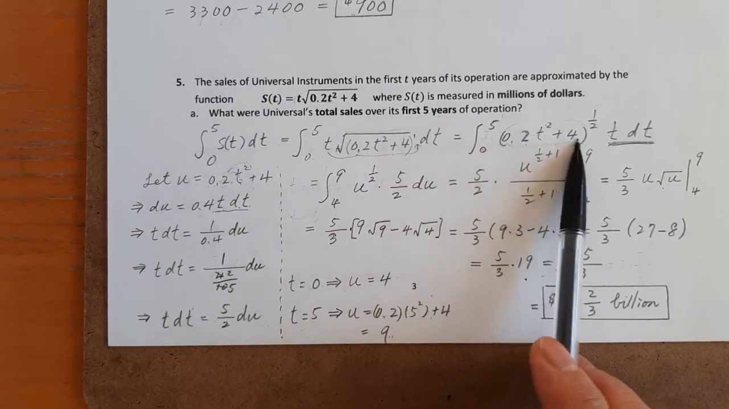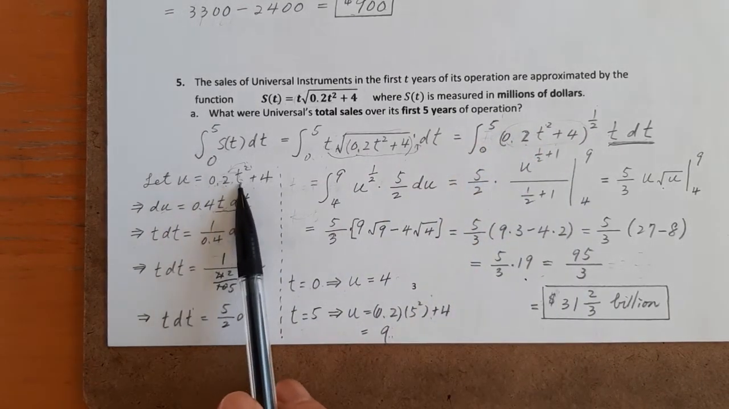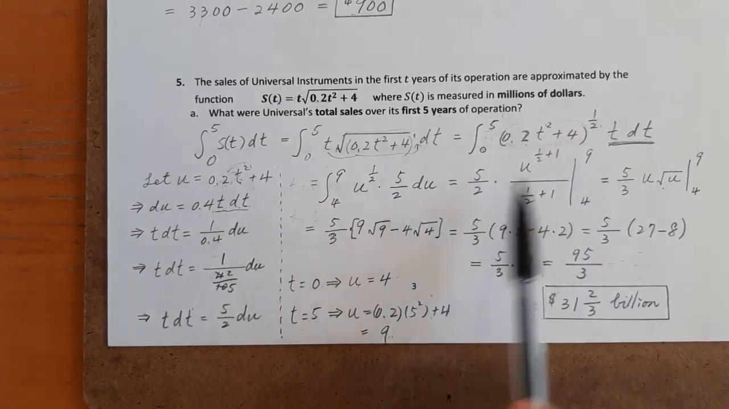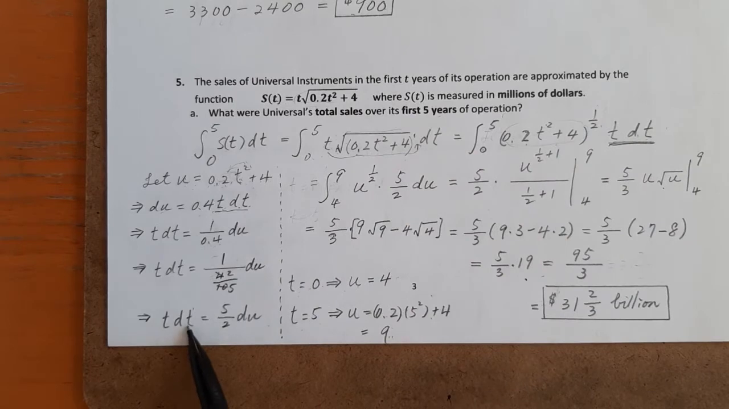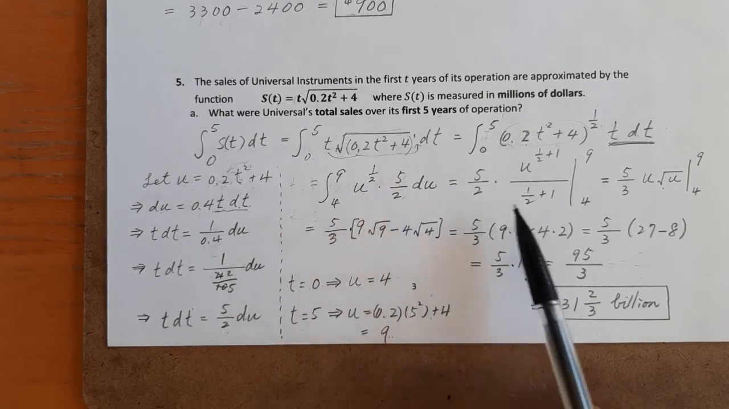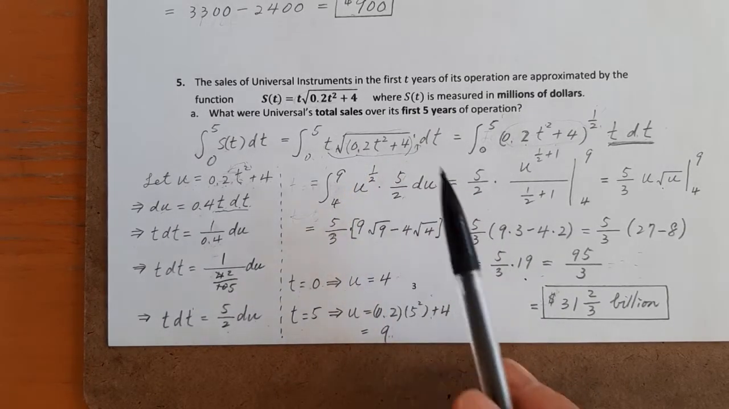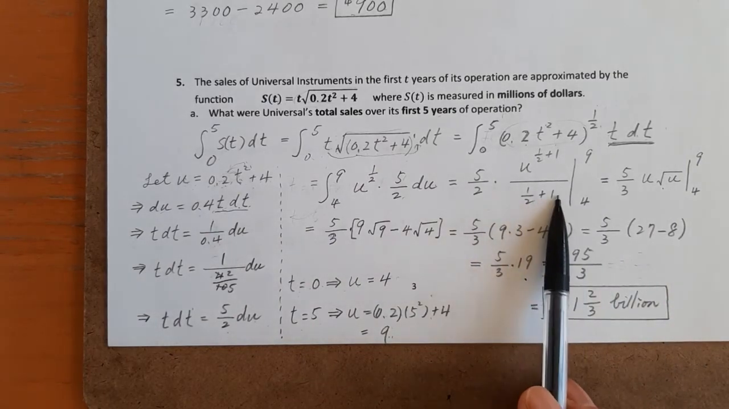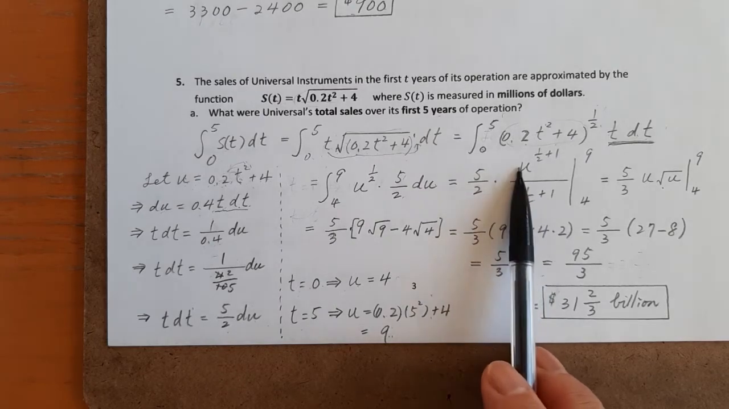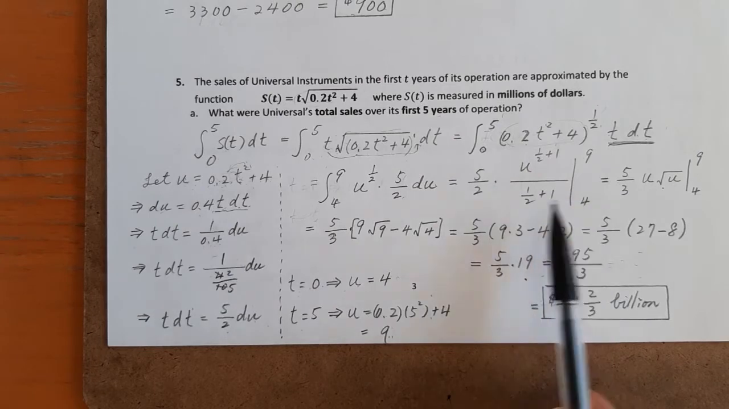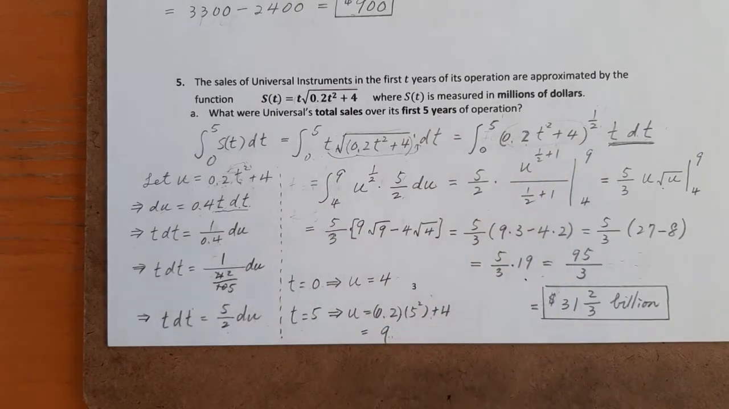And this is u, u equals 0.2 t squared plus 4. So this is u to the power 1/2. t dt is here, t dt is 5 over 2 du. And factor out the common factor 5 over 2. Use the power rule: u to the power 1/2, add 1 on the denominator, u to the power 1/2 add 1, and then integral, u goes from 4 to 9.